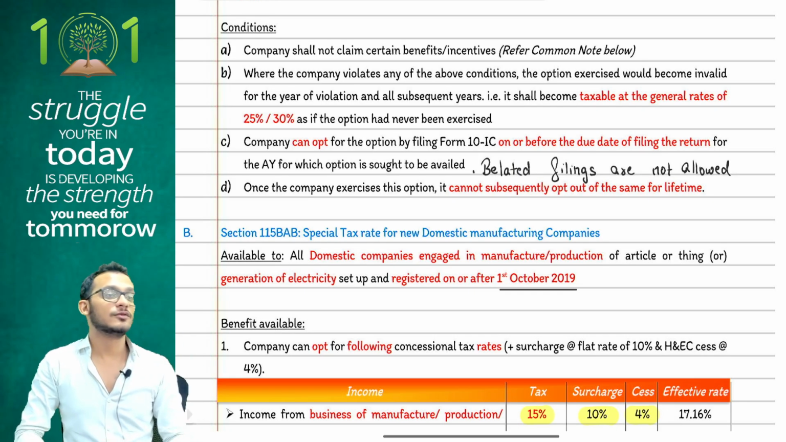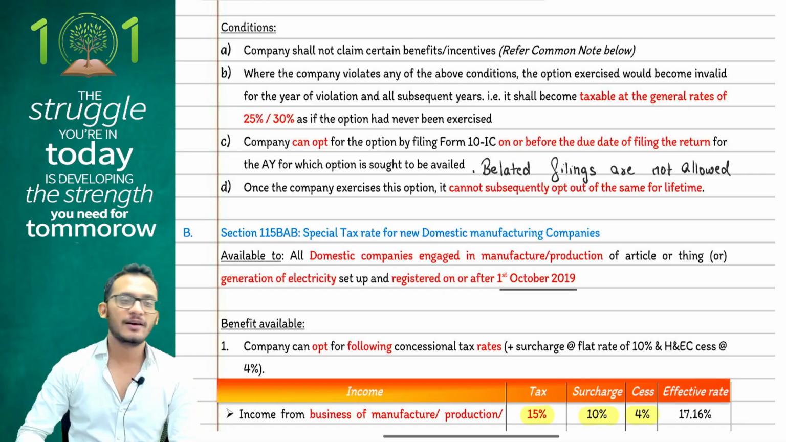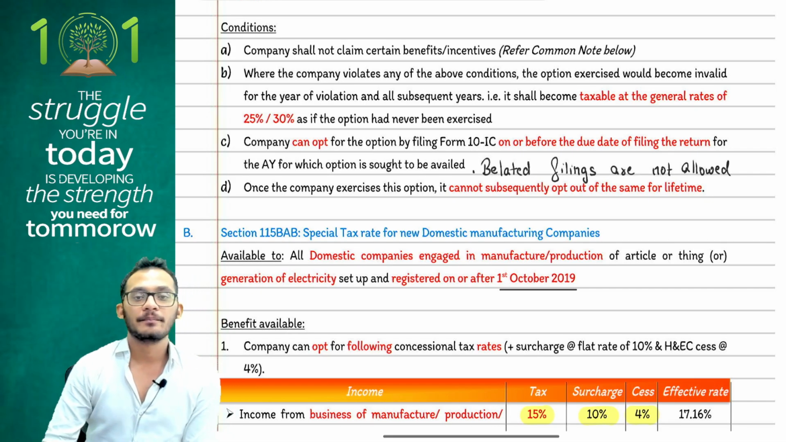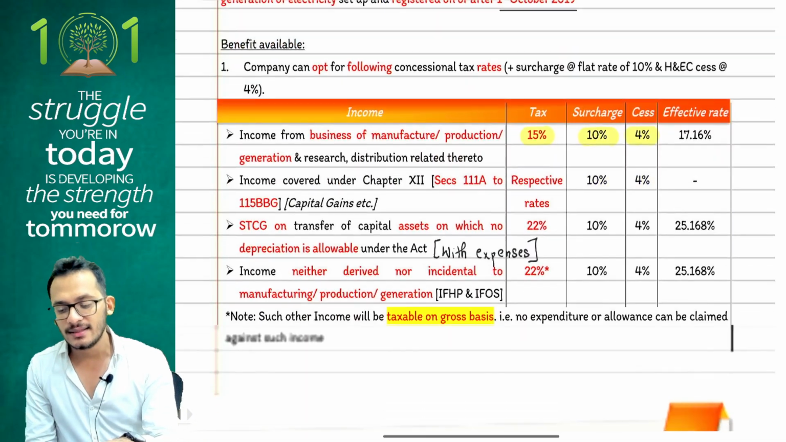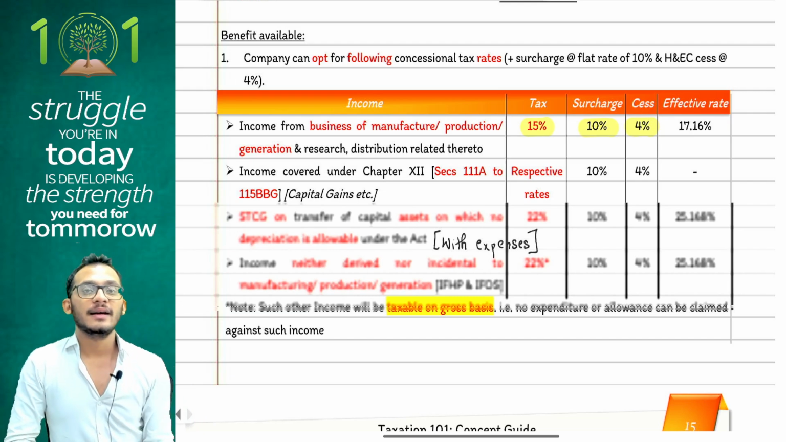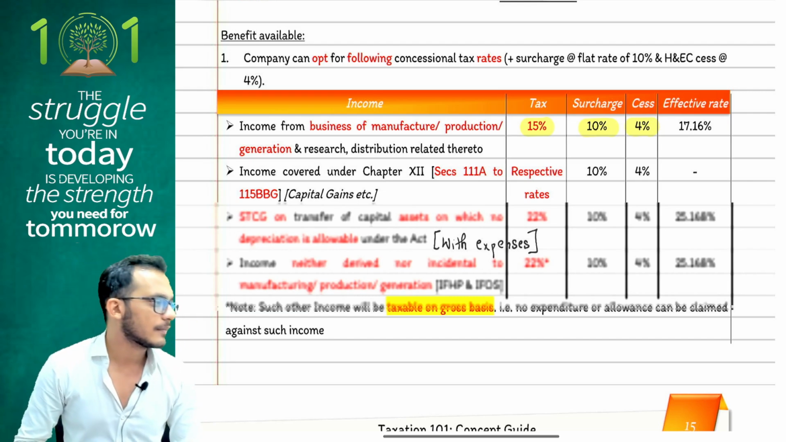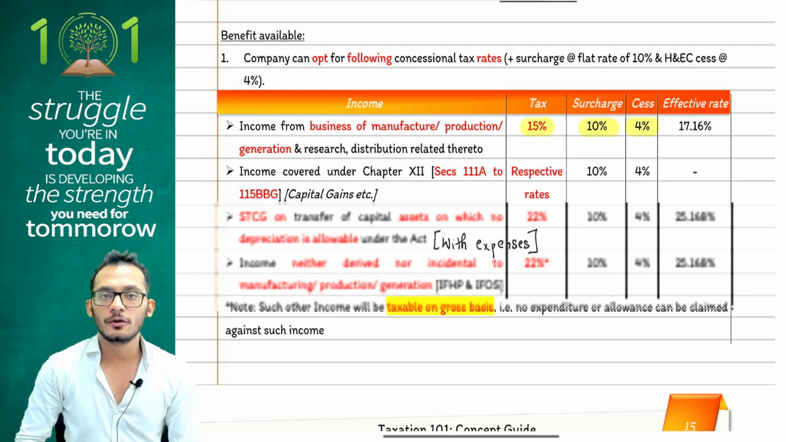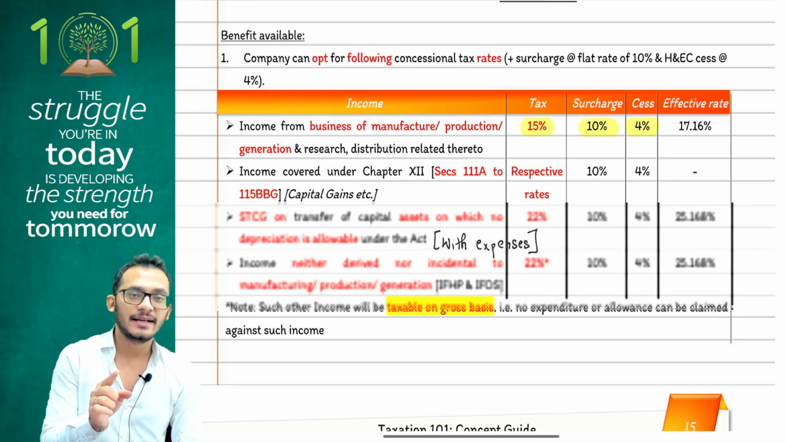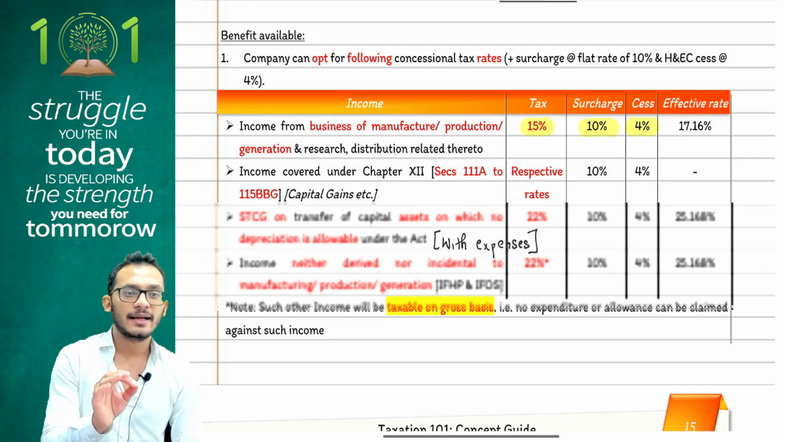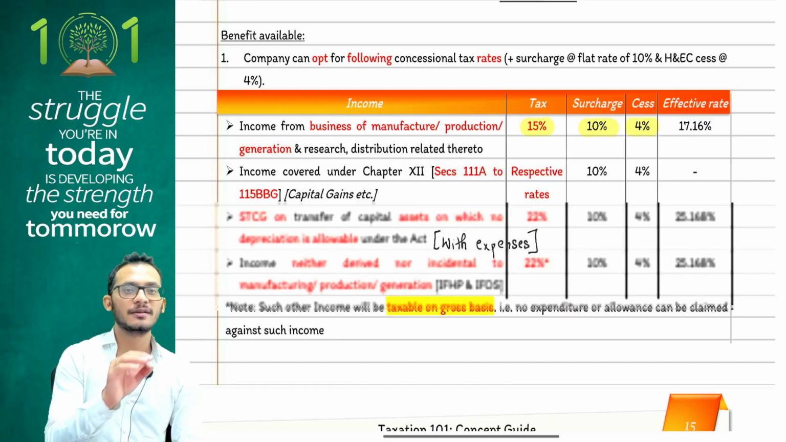But the 17.16 only applies to income coming from manufacturing operations, which means if it's income not related to manufacturing, I will tax it at 25.168 without any expenses. Apart from that, if I have any capital gains, 112 will be taxable at 12.5 with 10 plus 4. 112A will be taxable at 12.5 exceeding 1.25 lakh plus 10 plus 4. 111A will be taxable at 20 percent plus 10 plus 4.